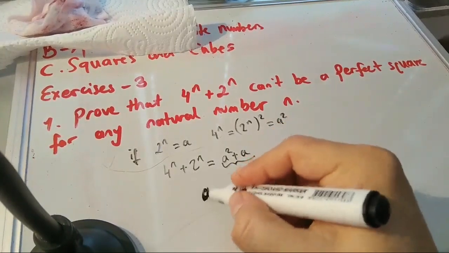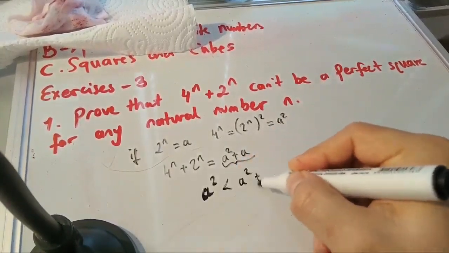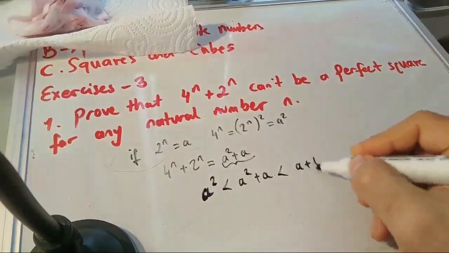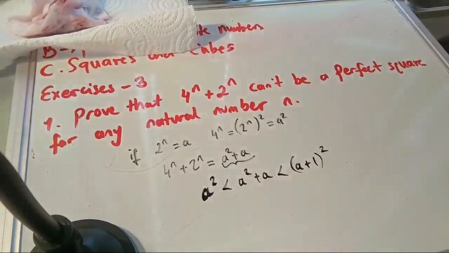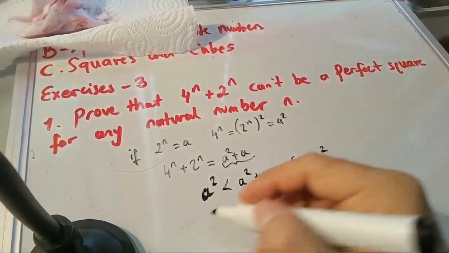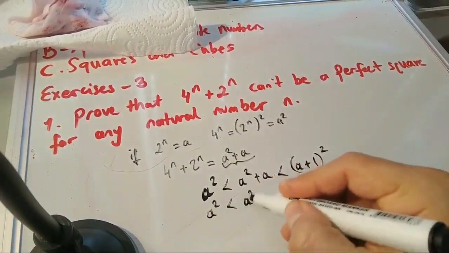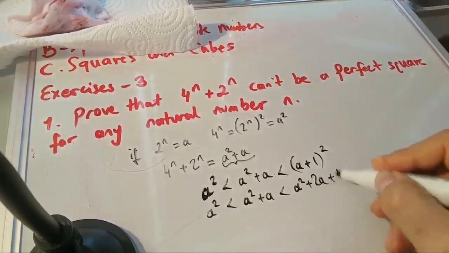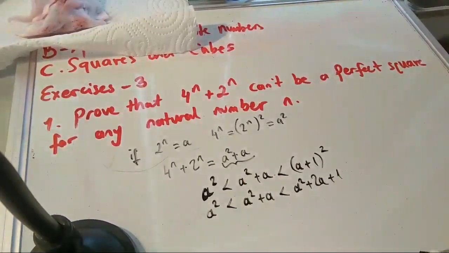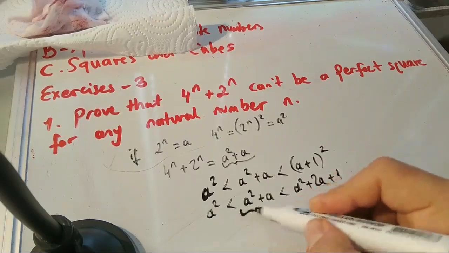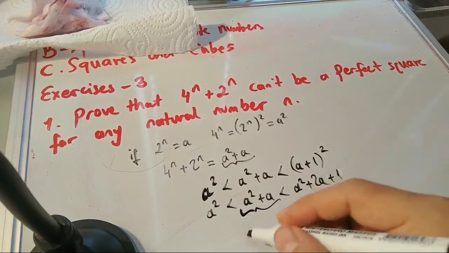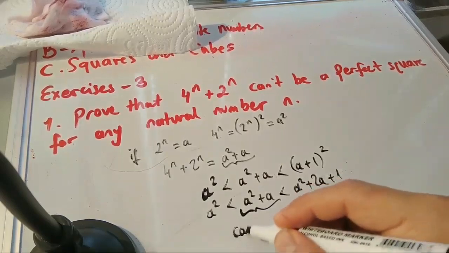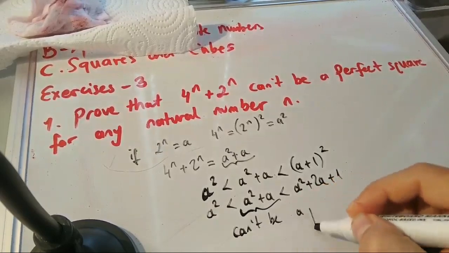is between a square and a plus 1 square, right? A square plus a is between a square and a plus 1 square. Let me write with details. It is less than a plus 1 square, a square plus 2a plus 1, yes. So a square plus a can be a perfect square or not? It can't be a perfect square.